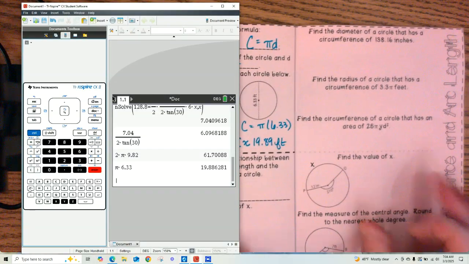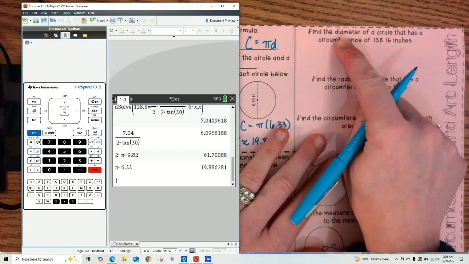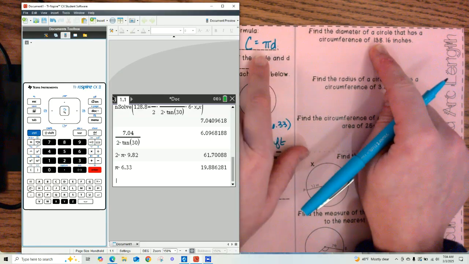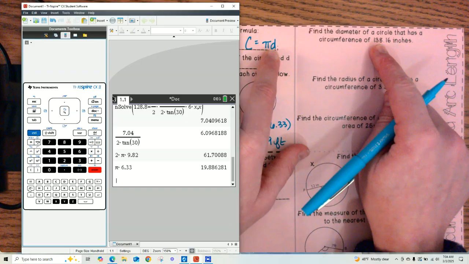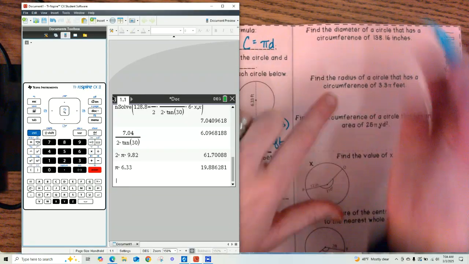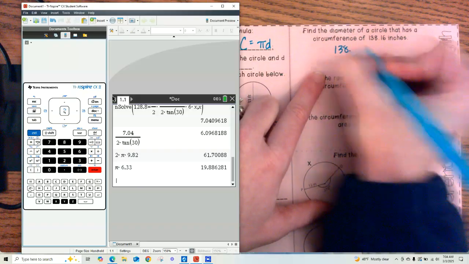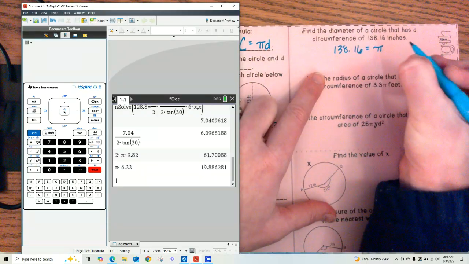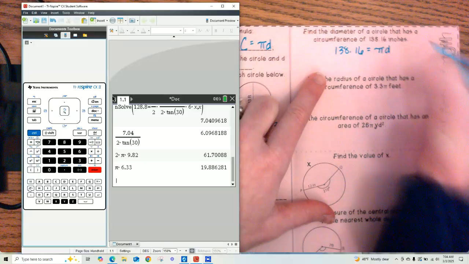Okay, sometimes they give it to us in words. Find the diameter of a circle that has a circumference of 138.16. So here we've got the circumference and the diameter. So we're going to use this formula. The circumference is 138.16, which is equal to pi times the diameter.